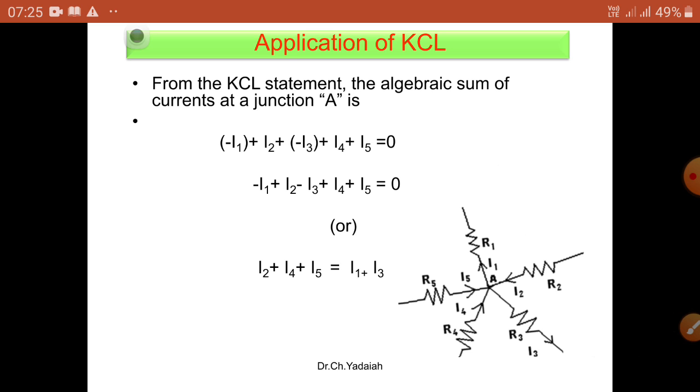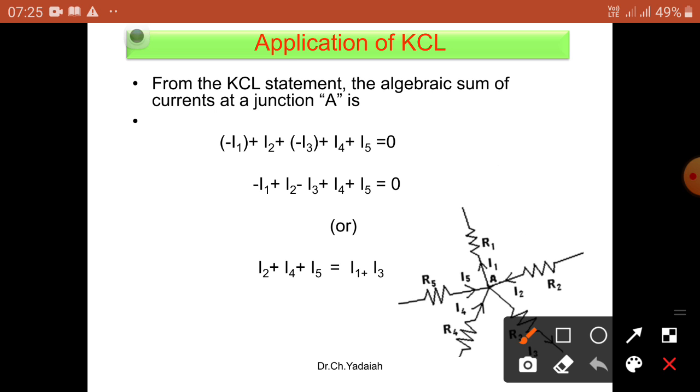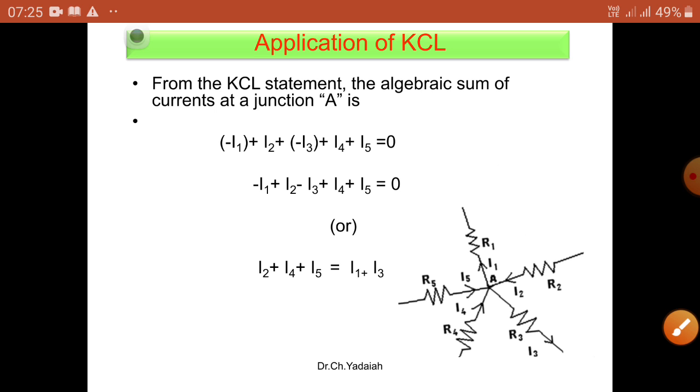Simple algebraic sum. So by writing this equation, we see that the incoming currents are I2, I4, I5, and the outgoing currents are I1 and I3. This is the simple application. Okay, so I think you have understood this perfectly. Now you do one problem.